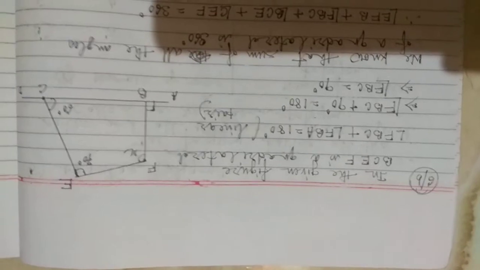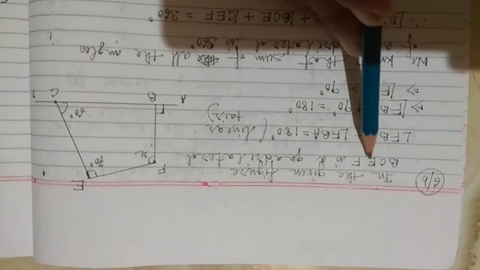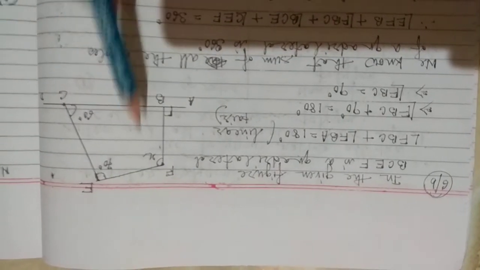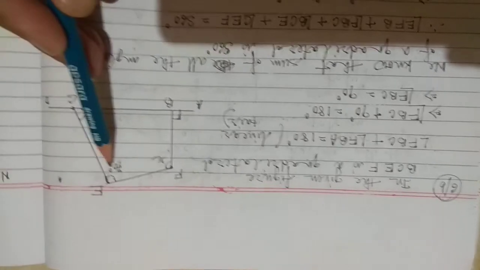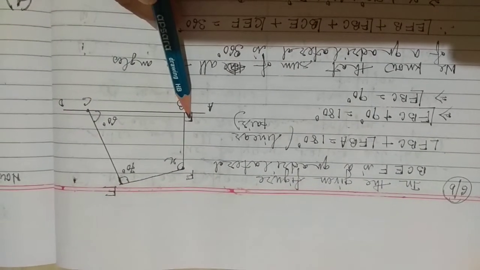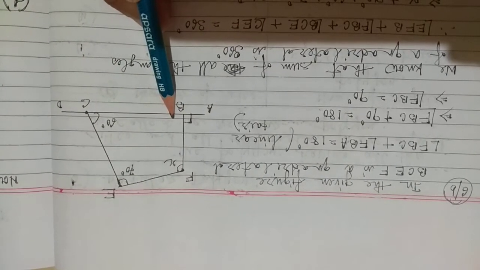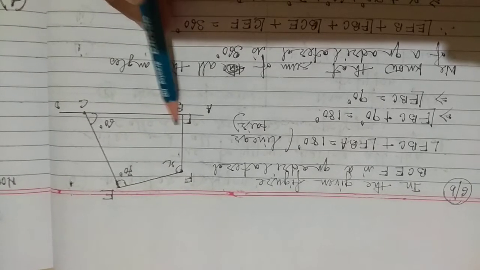Question number 6b. In the given figure, BCEF is a quadrilateral. Find the value of x. It is a right angle, it is 70 degrees, it is 60 degrees. Since it is 90 degrees, the sum of these two angles is a linear pair, 180 degrees. So this angle equals 180 minus 90, so it is also 90 degrees.